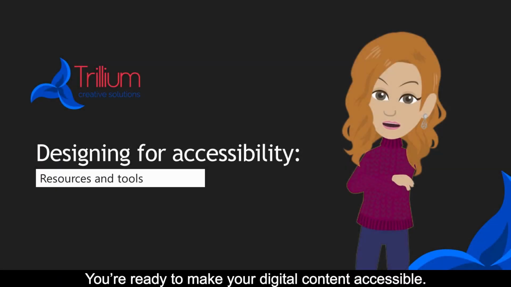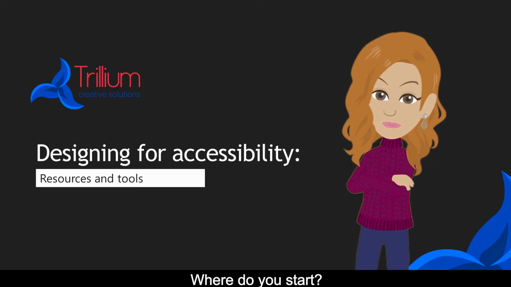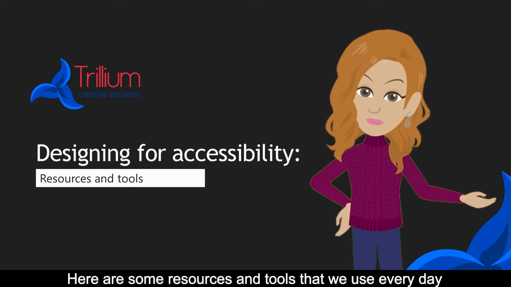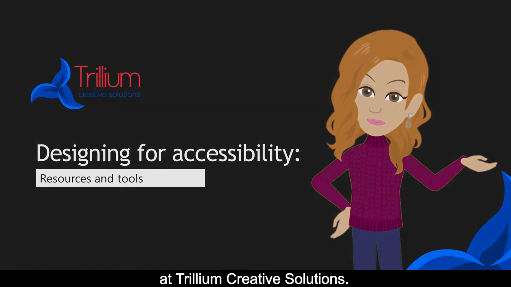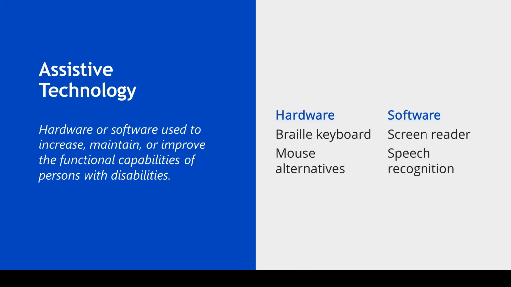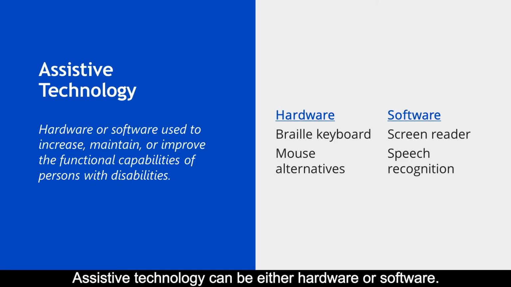Now you're ready to make your digital content accessible. Where do you start? Here are some resources and tools that we use every day at Trillium Creative Solutions. But first, when designing for accessibility, it's important to know about assistive technologies that people use to access digital content. Assistive technology can be either hardware or software.